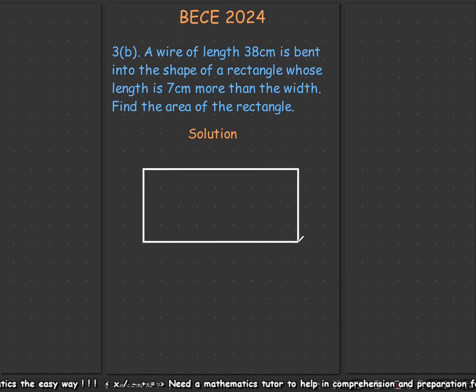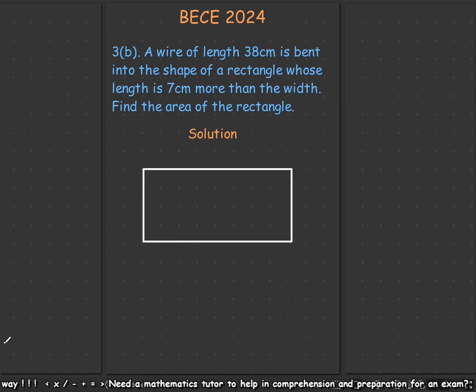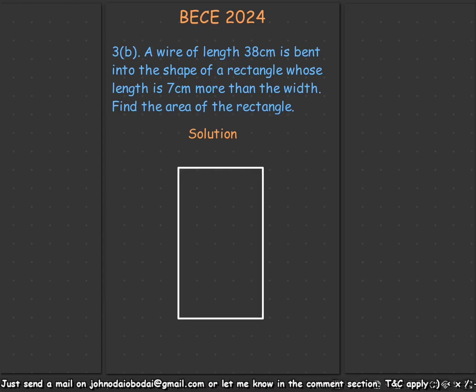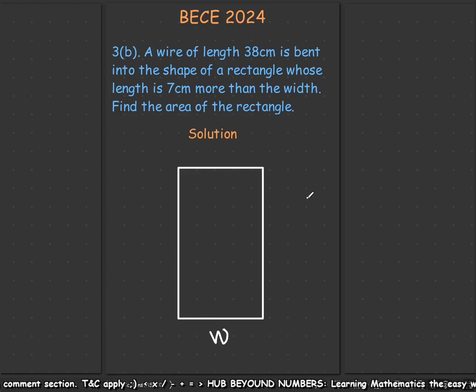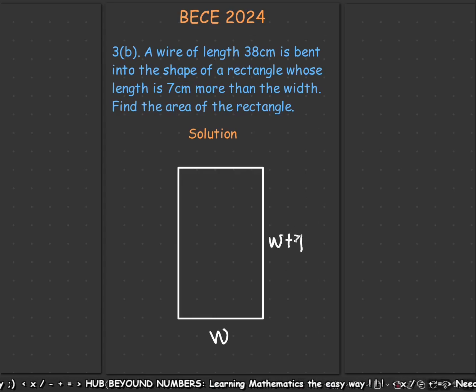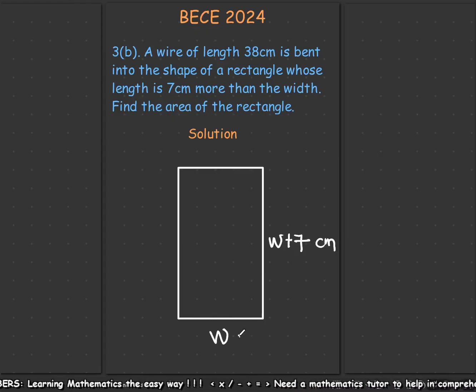So this can be the rectangle we are talking about. If that is the case, then we are going to let this be its length. If this here is the width, then the length is the width plus 7 more to it. That is what we mean by the length is 7 centimeters more. So it is W plus 7 centimeters.